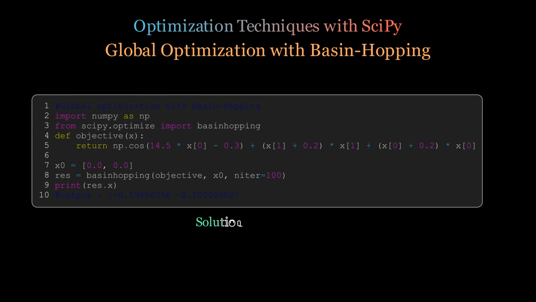Basin hopping combines global exploration with local minimization to escape local optima. Our cosine-based objective function has multiple minima, but the algorithm reliably finds a near-optimal solution.